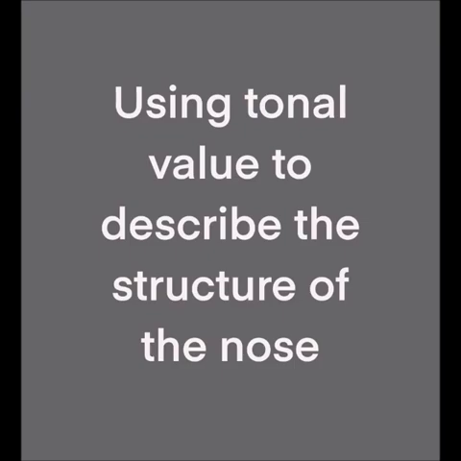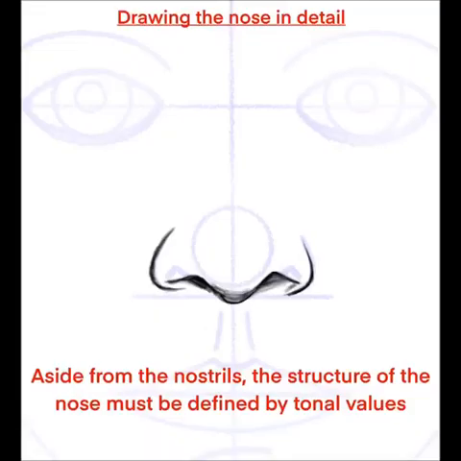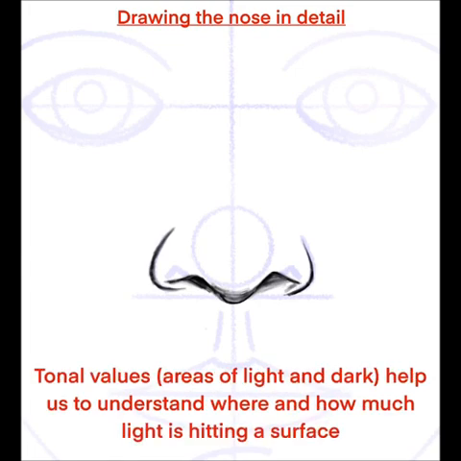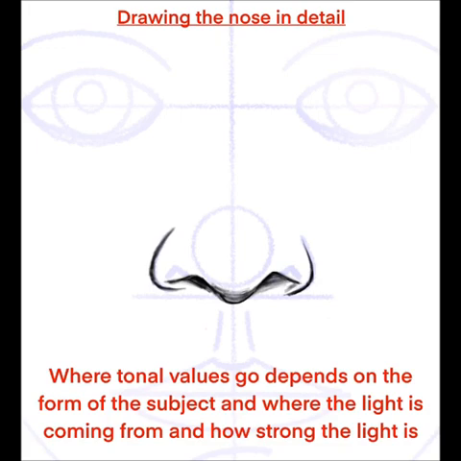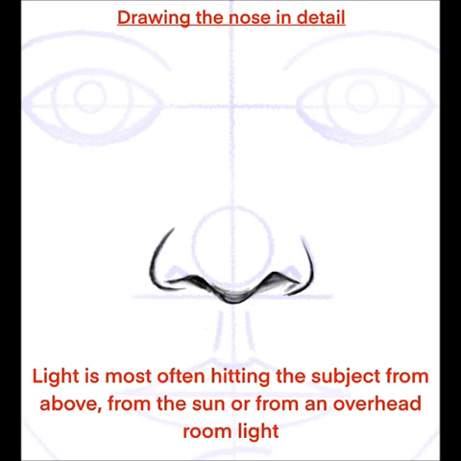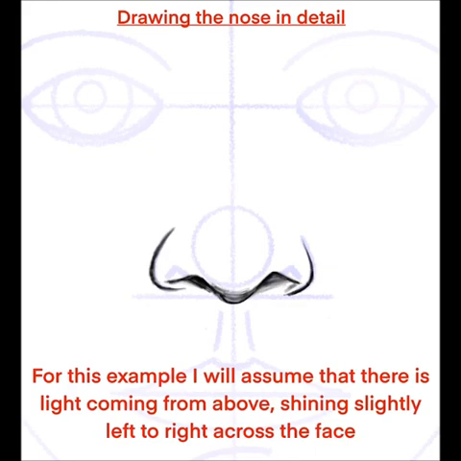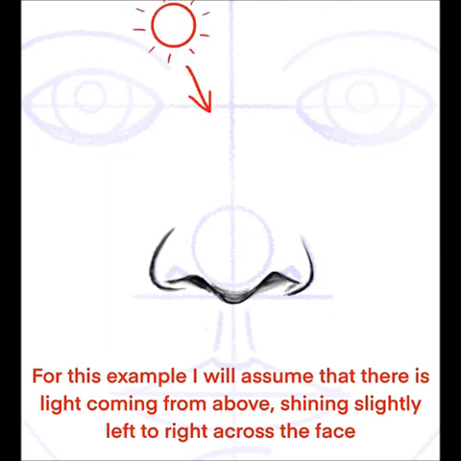Using tonal value to describe the structure of the nose. Aside from the nostrils, the structure of the nose must be defined by tonal values. Tonal values, areas of light and dark, help us to understand where and how much light is hitting a surface. Where tonal values go depends on the form of the subject and where the light is coming from and how strong the light is. Light is often hitting the subject from above, from the sun, or from an overhead room light. For this example, I will assume there is light coming from above, shining slightly left to right across the face.